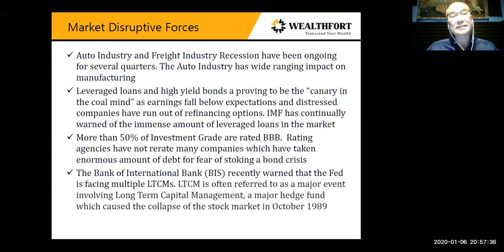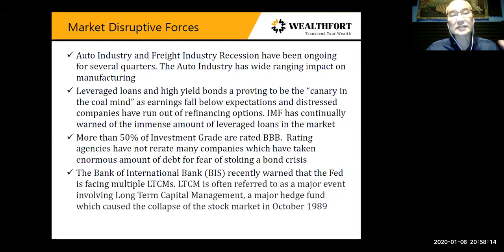Market disruptive forces: auto industry and freight industry recession have been ongoing for several quarters. The auto industry has a wide-ranging impact on manufacturing, because not only do they affect the auto vehicles that are sold per se, but it involves all the parts, components, across a wider industry. So if the auto industry is facing recession, then it will impact much greater across the broader US economy.